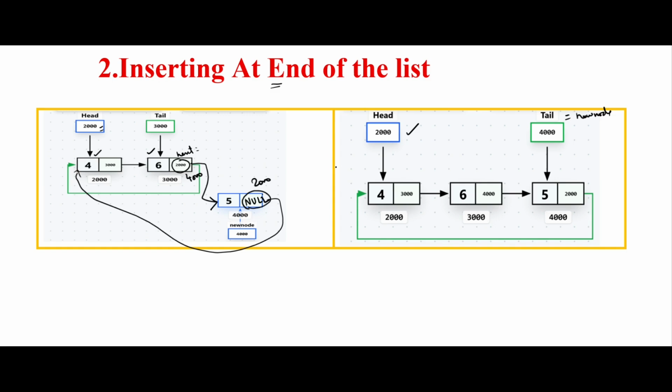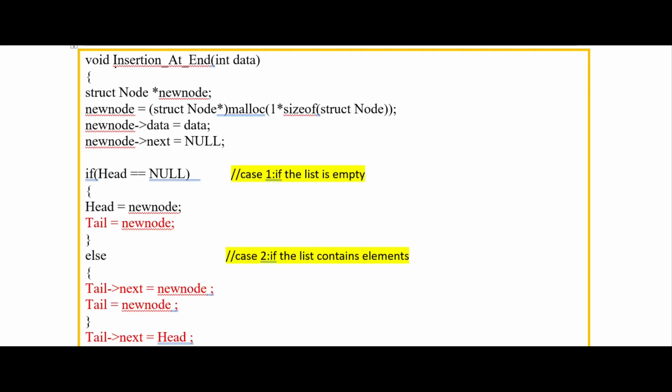Now, through this diagram, you understand the concept. Let us see the coding part for this. This is the coding. So here, what is the name of the function? Insertion at end. From the main function, we are calling this. So control is coming here with the data 5 as per the diagram.